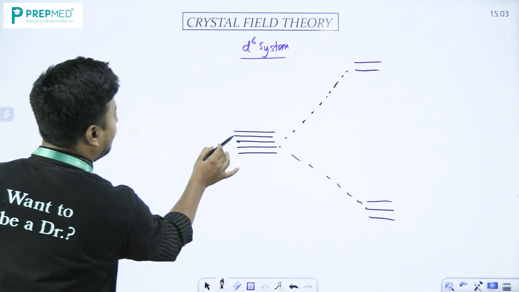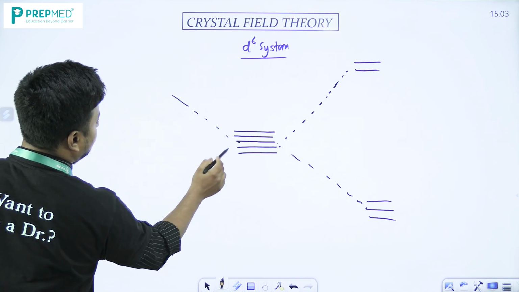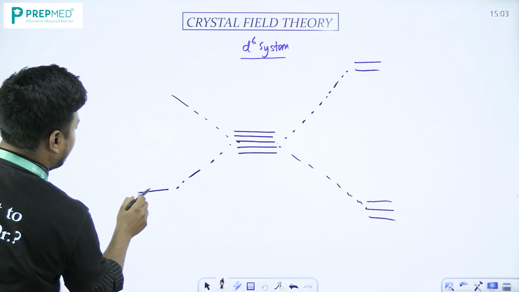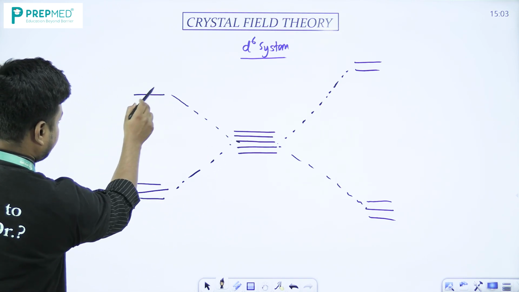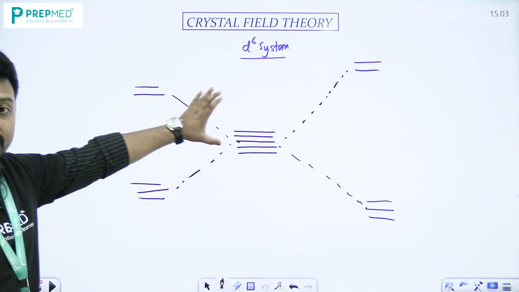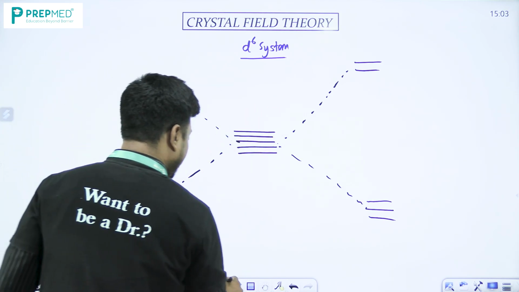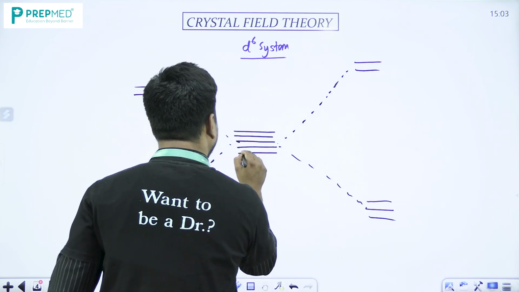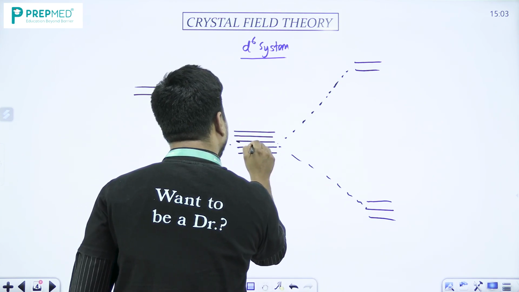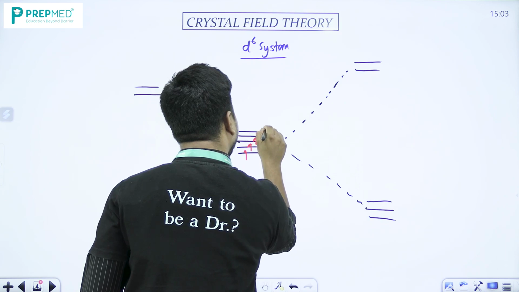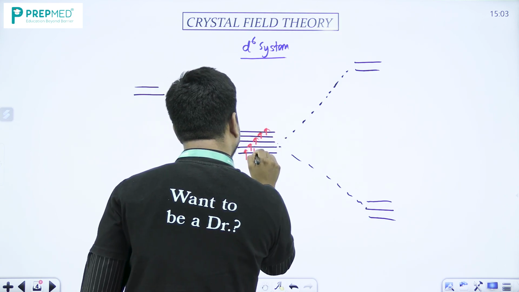And if it weakly dissociates, that is for a weak ligand, it will be a small gap, meaning this delta O is higher, this delta O is lesser. Now let's see this D6 system. Let's put electrons here: 1, 2, 3, 4, 5 and beta 6.